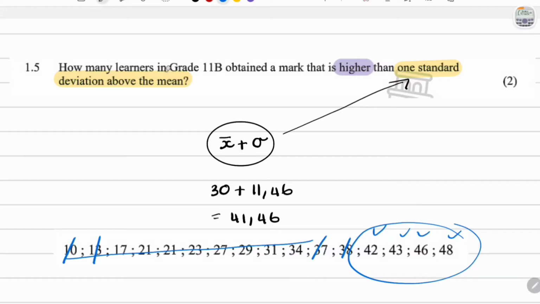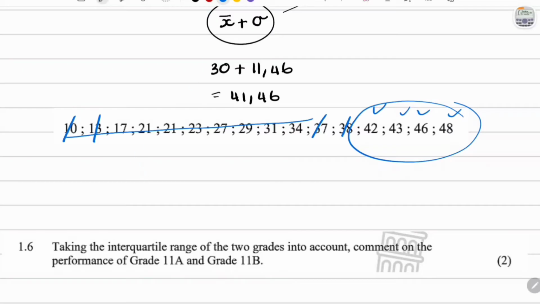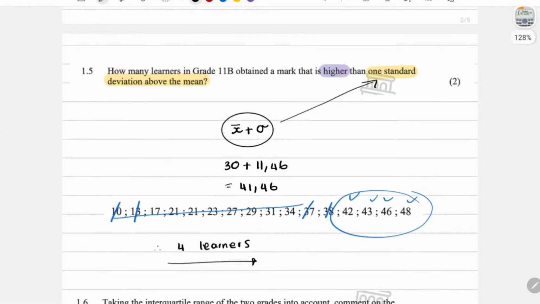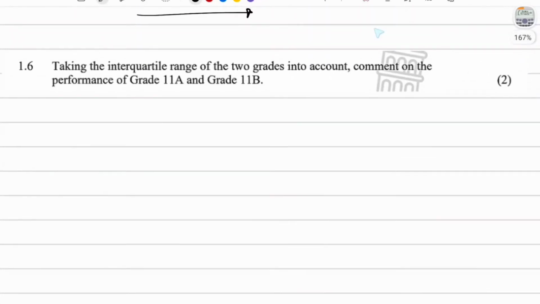The question was how many learners in grade 11B obtained a mark that is higher than one standard deviation above the mean. So your answer can just be, that is 4 learners. And that would be our answer. Okay, so that is it for 1.5. Then we move on to 1.6.